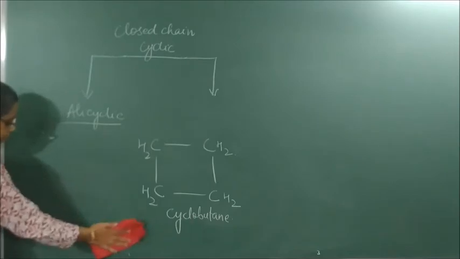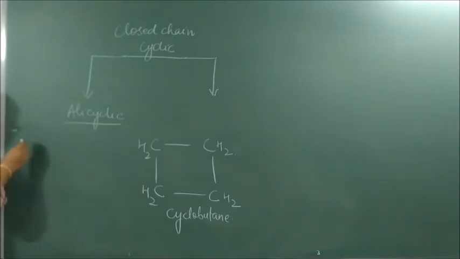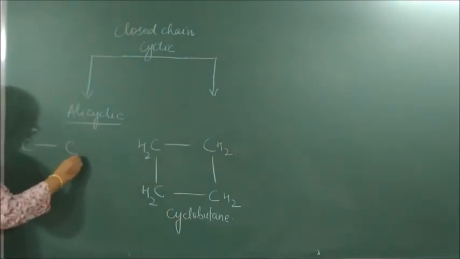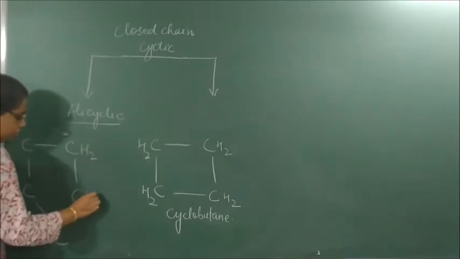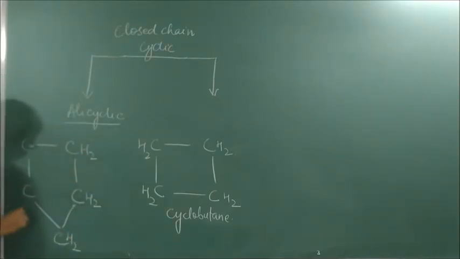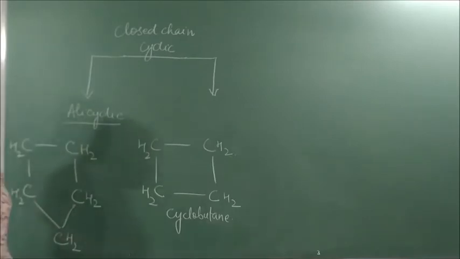Now look at the next one. I am writing here 1, 2, 3, 4, and 1, 5. What will this become? Which pentane? Cyclopentane. CH2, CH2, CH2, CH2, and CH2. Cyclopentane. Fine. Now the next one.